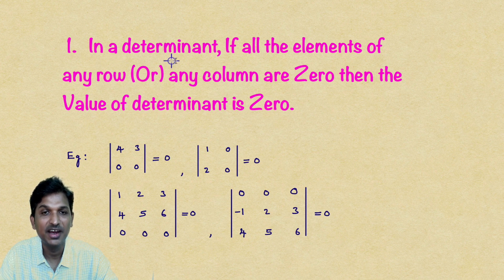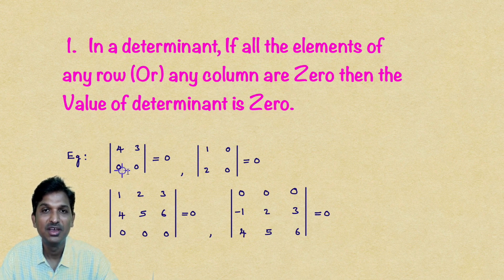In a determinant, if all the elements of any row or any column are 0, then the value of determinant is 0. You observe these examples.